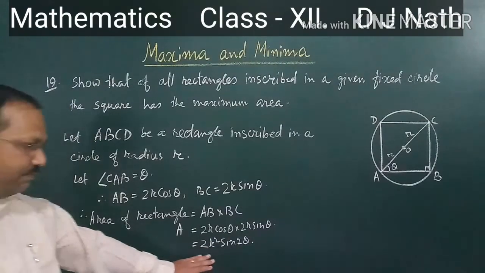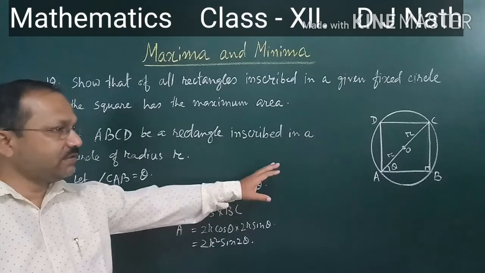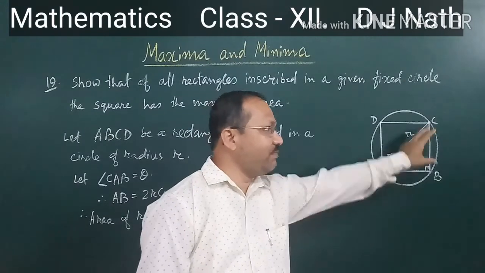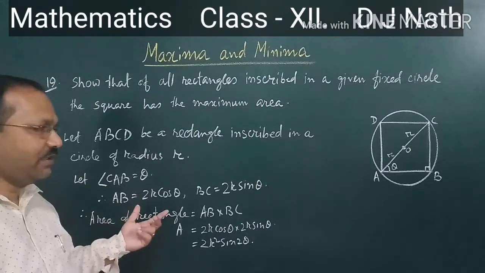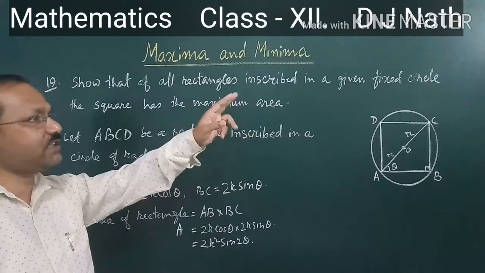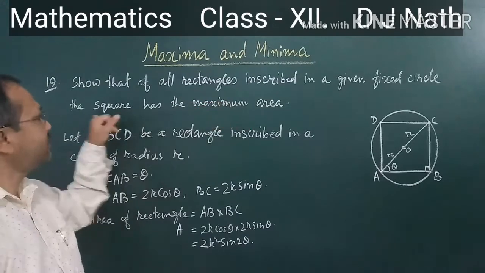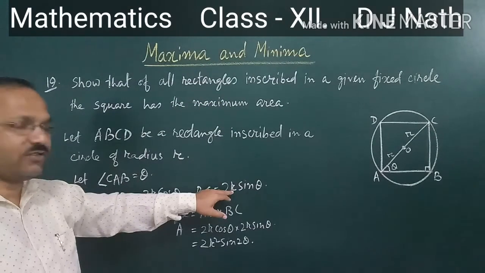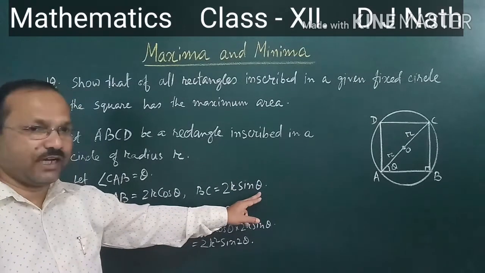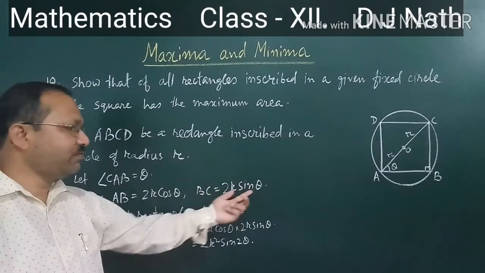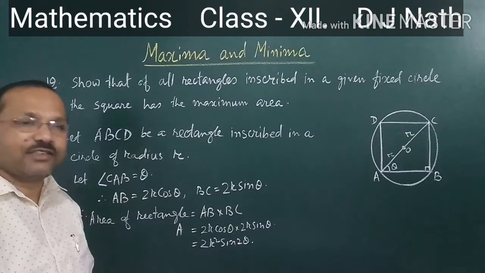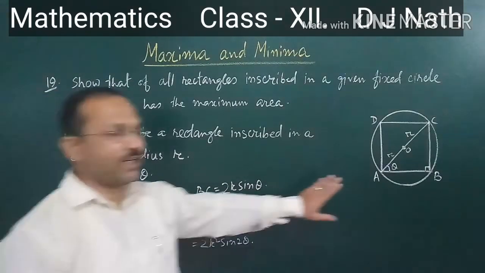Now we have to show that if it is a square, AB and BC must be equal. For what value of theta will they become equal? Because r is fixed, it is a fixed circle, r is constant. We have to think about that theta. What should be the value of theta so that these two values are the same? If it is the same, then the rectangle can become a square. Okay? Our target is that.